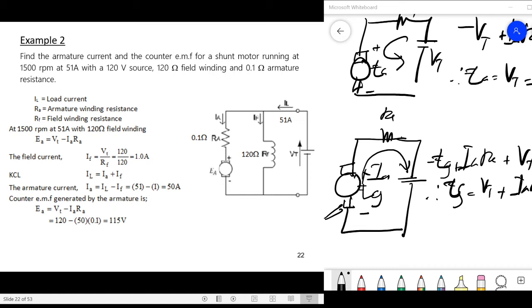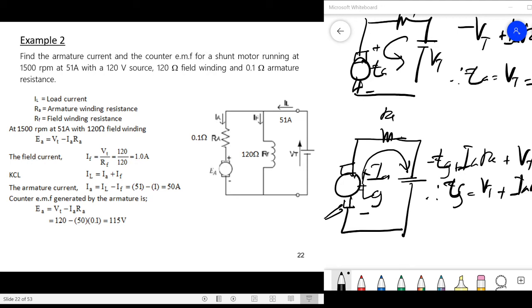Find the armature current and the counter EMF for the shunt motor running at 1500 rotation per minute at 51 ampere with a 120 volt source, 120 ohm field winding and 0.1 armature resistance. Tengok dia cari macam mana. At 1500 rotation per minute at 51 ampere, 120 ohm field winding, EA is equals to VT minus IRA. So cari IF. IF is VT over RF. Dapat IF 1 ampere. So and then dia cari IL, IA plus IF. And then dapatlah IA.